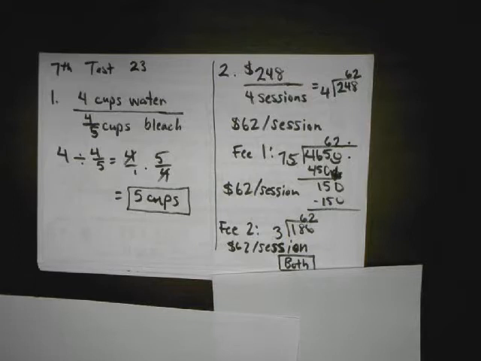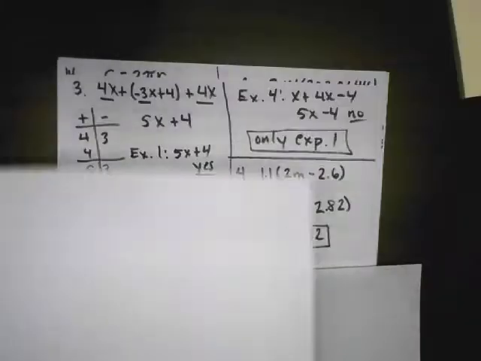And for the next one, fee 2, it was 3 sessions for $186. So I go 186 divided by 3, and I get $62 per session. So they are both proportional to Mackenzie.